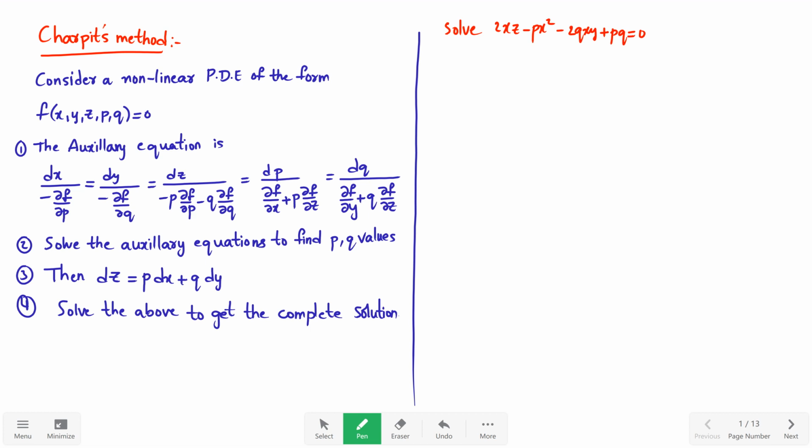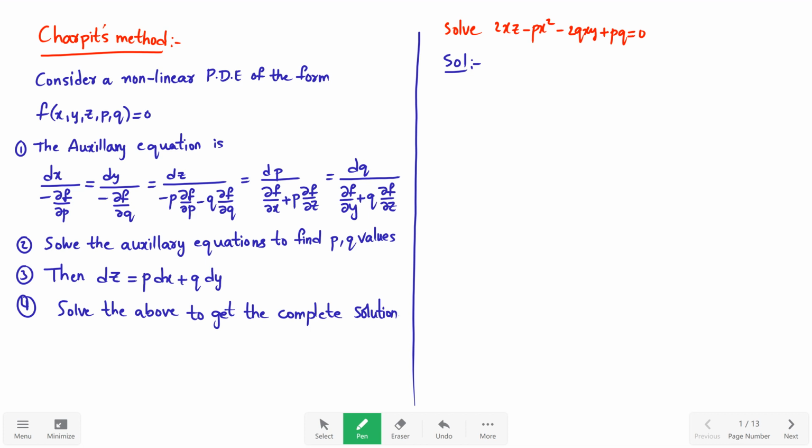Let us see the example. Solve 2xz minus px squared minus 2qxy plus pq equal to 0. If we see this partial differential equation, it is in terms of x, y, z, p, q. So it is of the form f(x, y, z, p, q) = 0, which is nothing but a non-linear PDE. So to solve this type of equation, initially we have to consider the auxiliary equation.